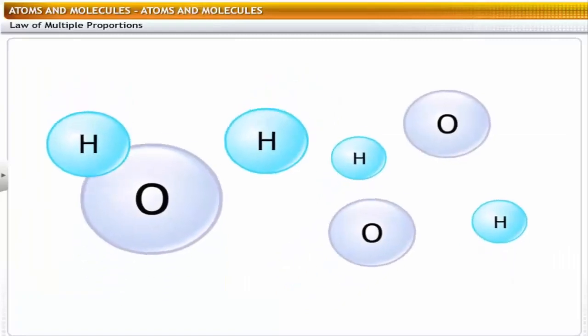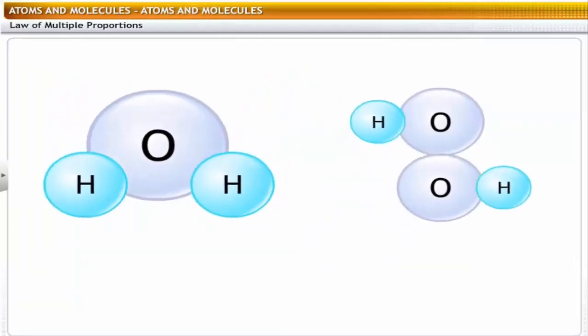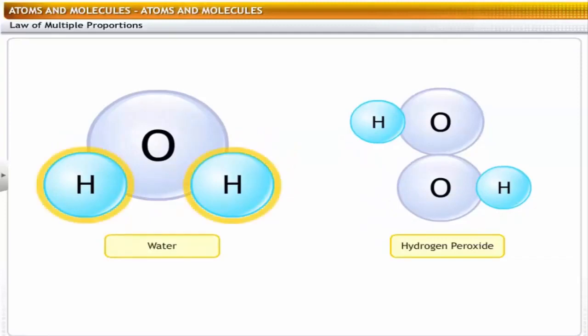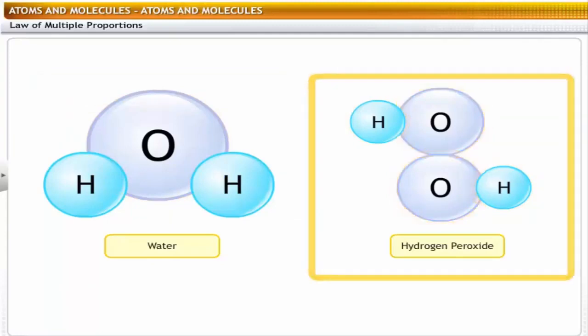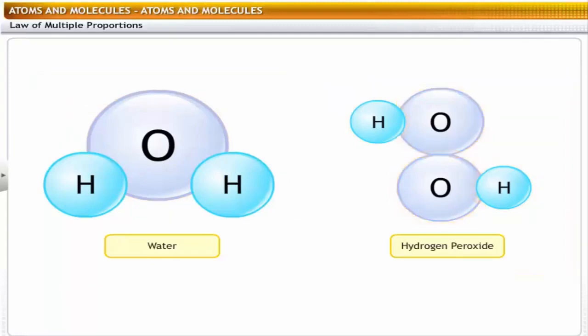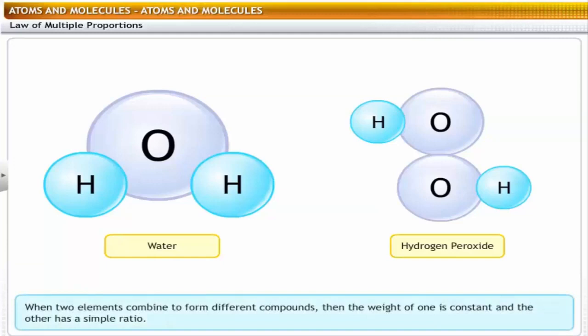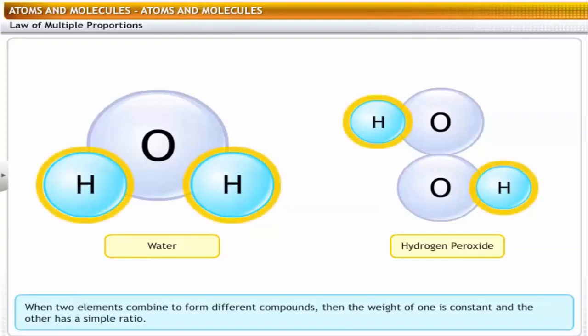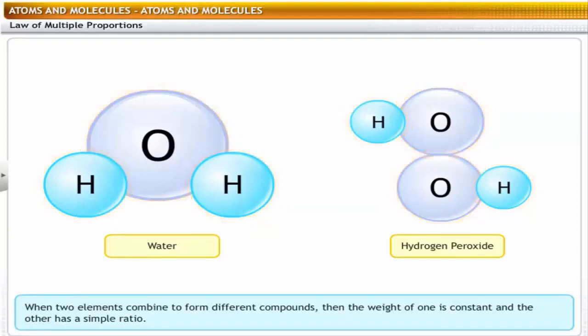Hydrogen and oxygen can combine in different proportions to form different compounds like water and hydrogen peroxide. 2 parts of hydrogen combine with 1 part of oxygen to form water, and 2 parts of hydrogen combines with 2 parts of oxygen to form hydrogen peroxide. This follows the law of multiple proportions. According to this law, when 2 elements combine to form 2 or more different compounds, then the weight of one of the elements is constant and the other has a simple ratio.